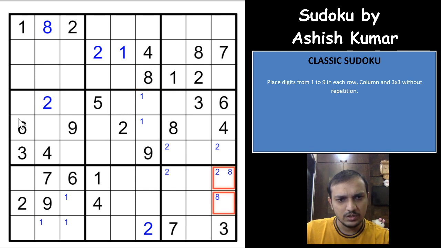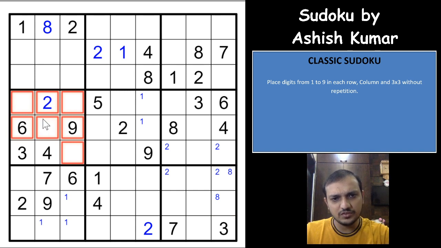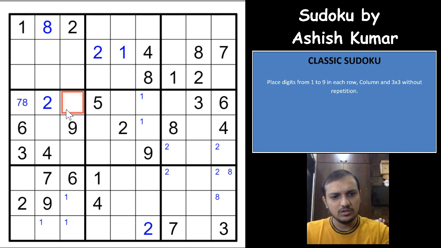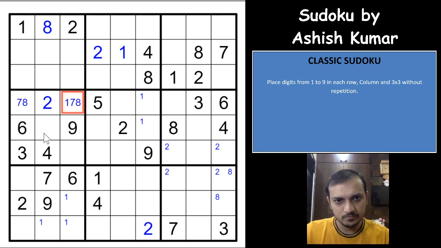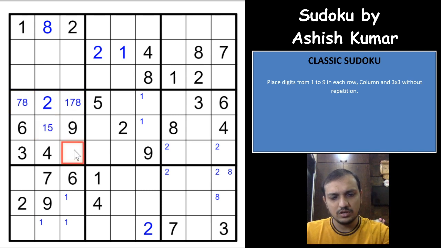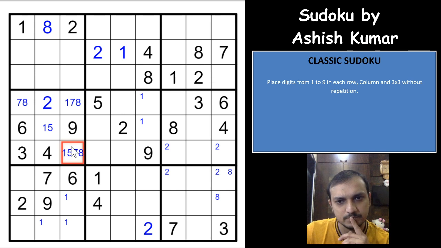Now this box has digits already, right? So we need 1, 5, 7 and 8, right? So 5 cannot be here. It would have to be 7 and 8. 1, 7, 8, 7, 8, 1, 5, and 1, 5, 7 and 8, all the 4 candidates here.